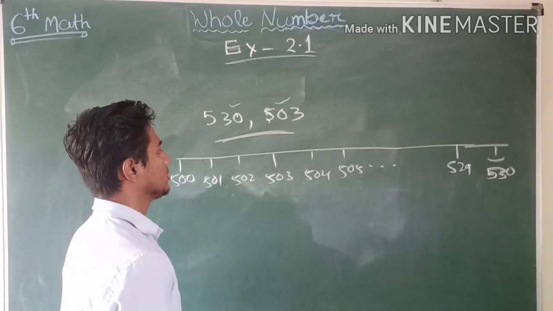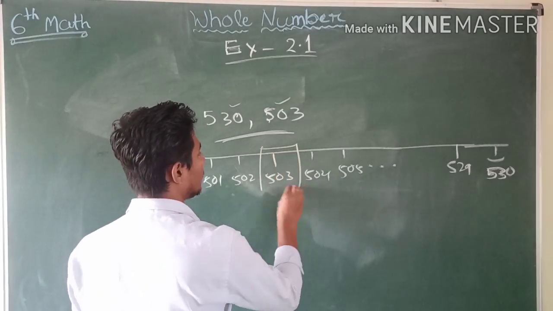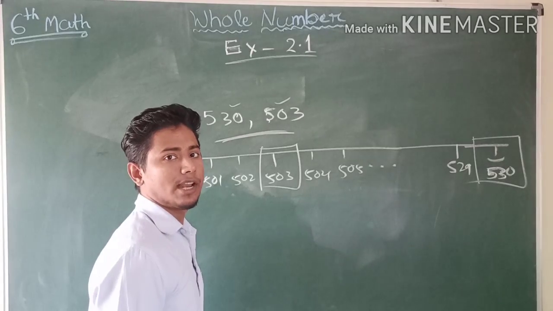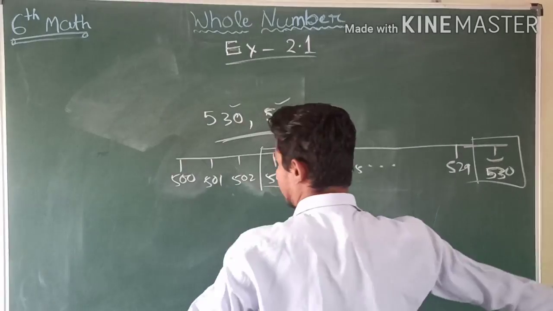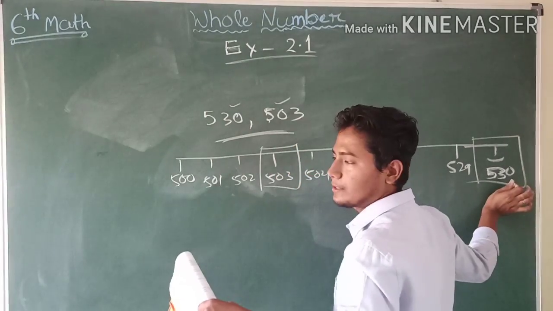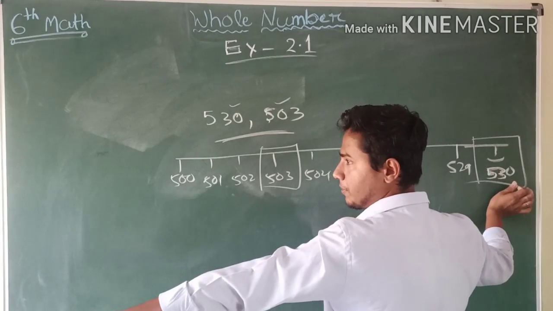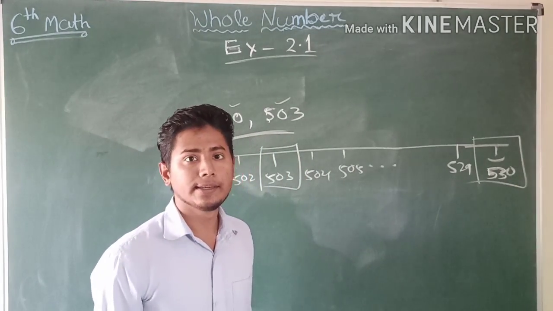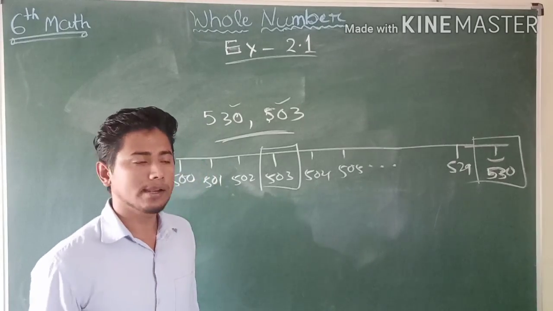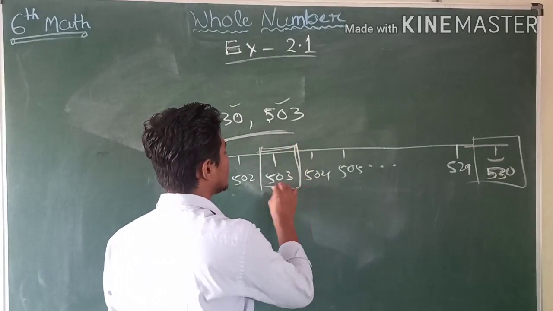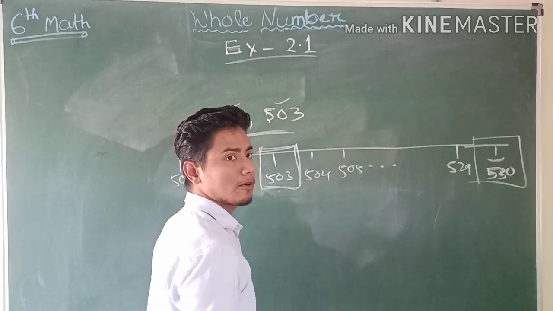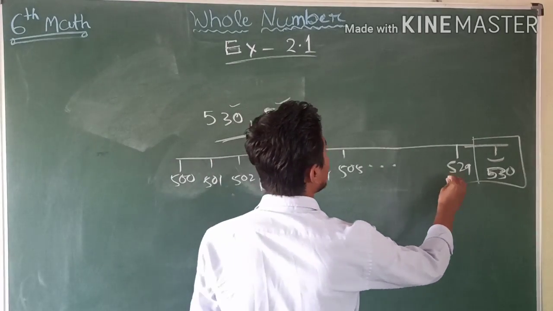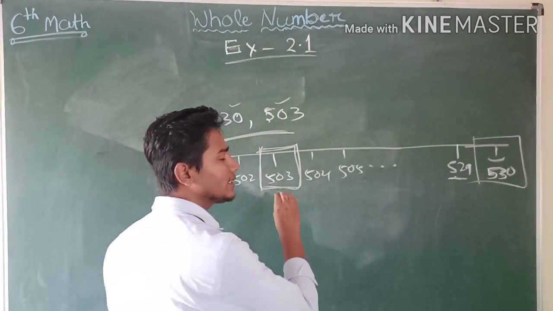So where is 503? Where is 530? So now tell me which one is on left. If I stand like this, 503 is on the left of 530. So 503 is left of 530. So here another thing you can mark: smallest number always in left and greatest number always in right. Now compare between 503 and 529. 529 is greater, so 503 is on left.